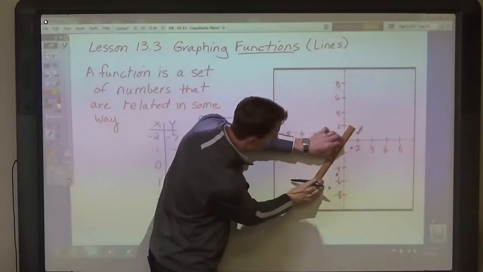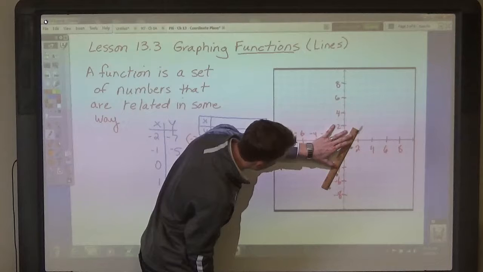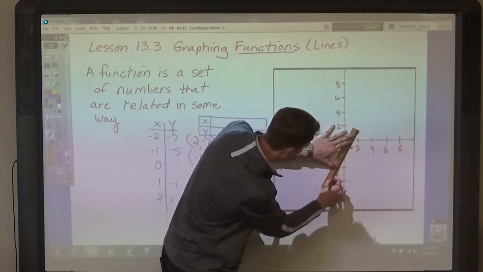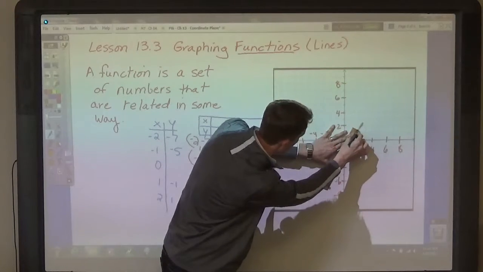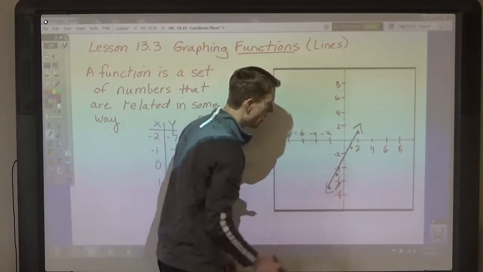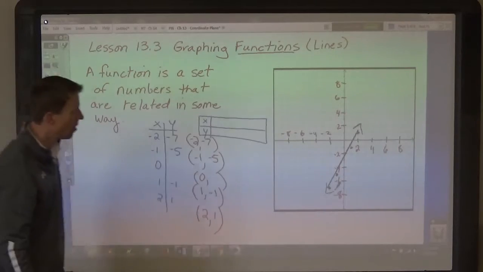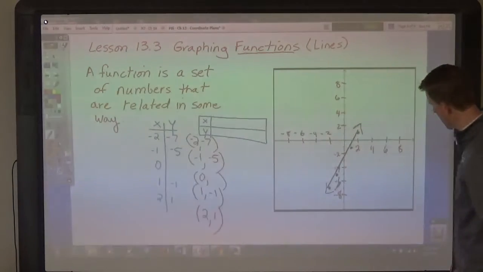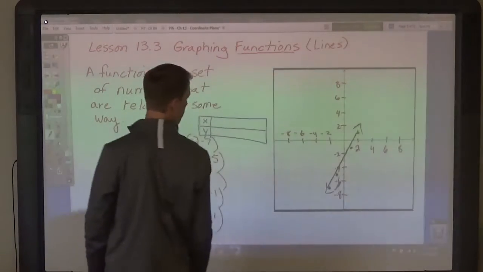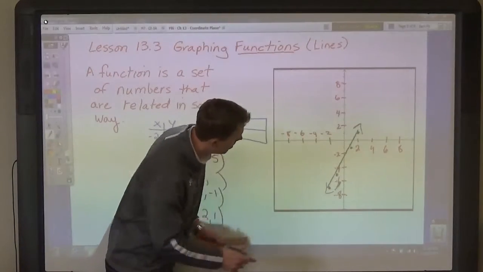You should use a ruler when you're connecting the dots, so you make sure you line them up and you draw a straight line. Okay? Then put an arrow through them. My line is just a little off. It's hard to do on the board. It should be down a little farther right there.